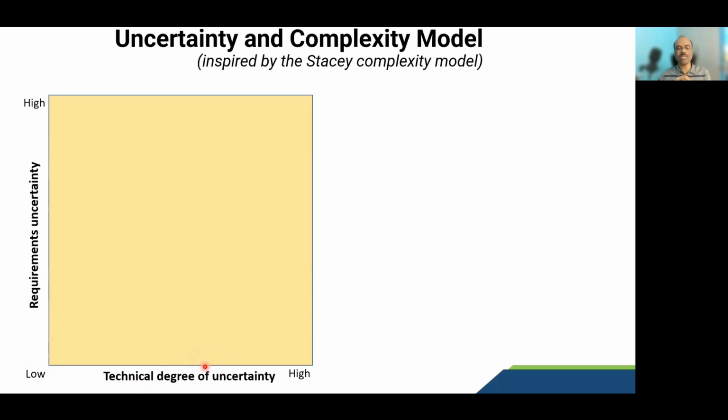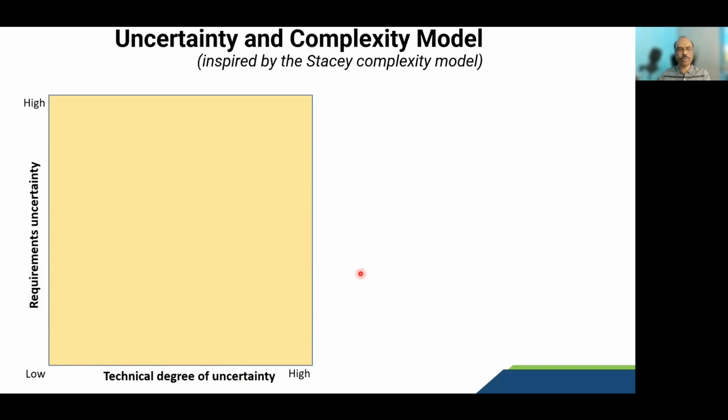The second variable is the technical degree of uncertainty, which means do you know how to deliver? Requirements is more about what to deliver. Technical degree is more about how to deliver. We may know what to deliver, but are we sure about how to deliver? Once again, the technical degree of uncertainty could vary from a low level of uncertainty to a high level of uncertainty. So based on these two variables, we are going to look at where our project fits into this model.